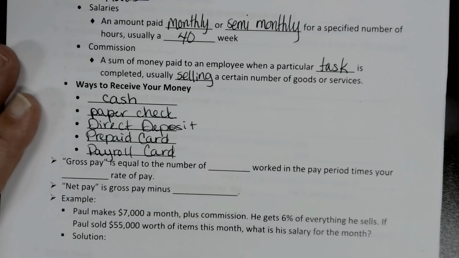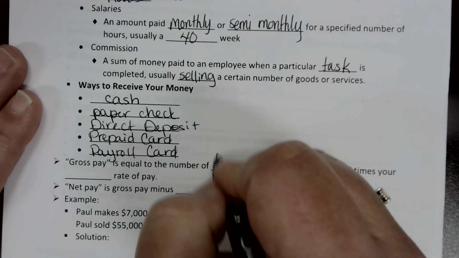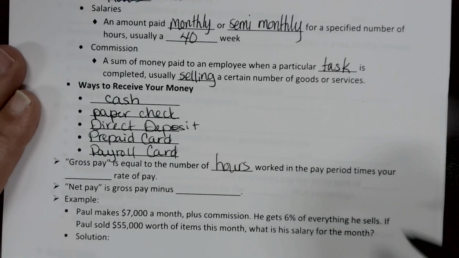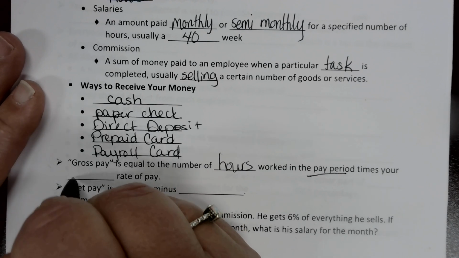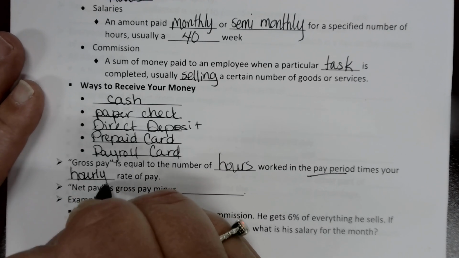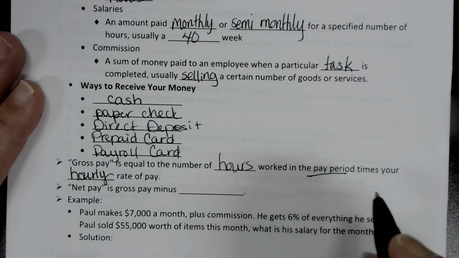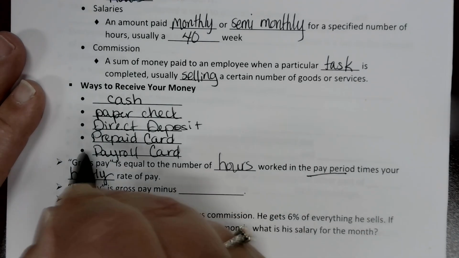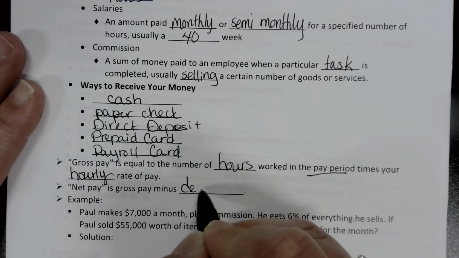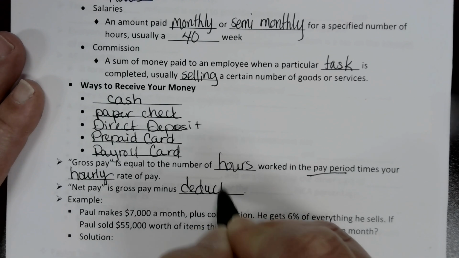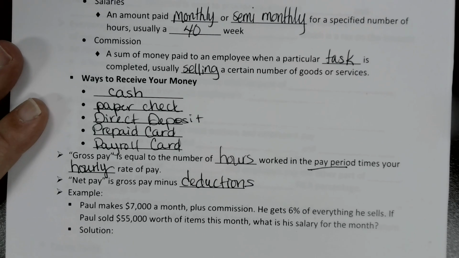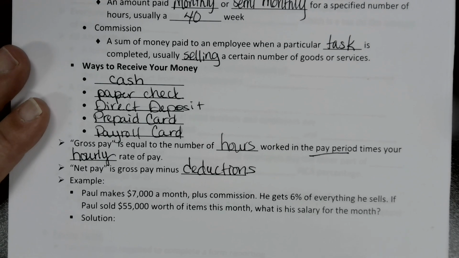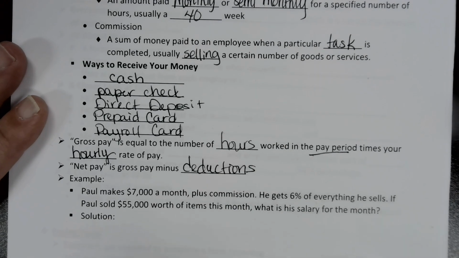So your gross pay is equal to the number of hours worked in the pay period, say the week, times your hourly rate of pay. Your net pay is your gross, what you made, minus any deductions. So if you're having money put over into savings, or you're paying for insurance, or anything like that, that would be a deduction.